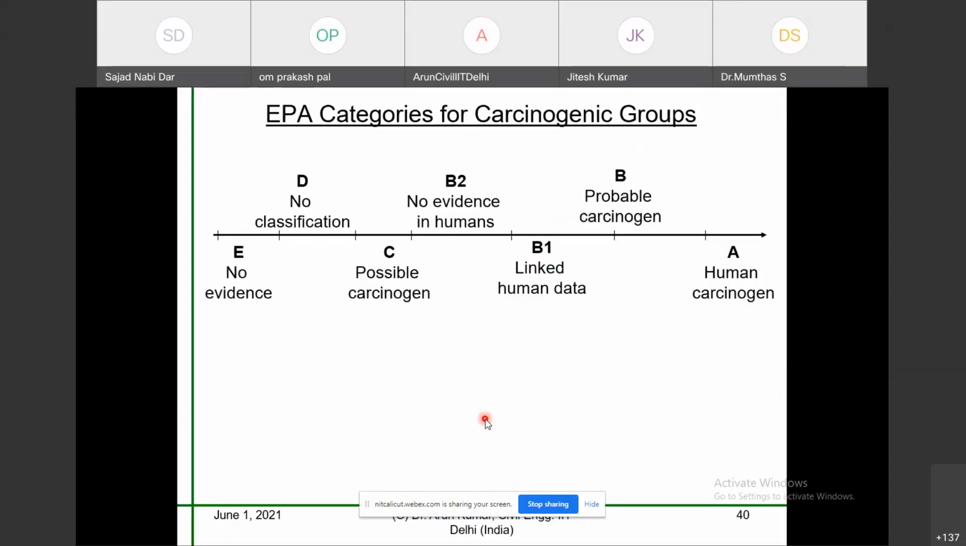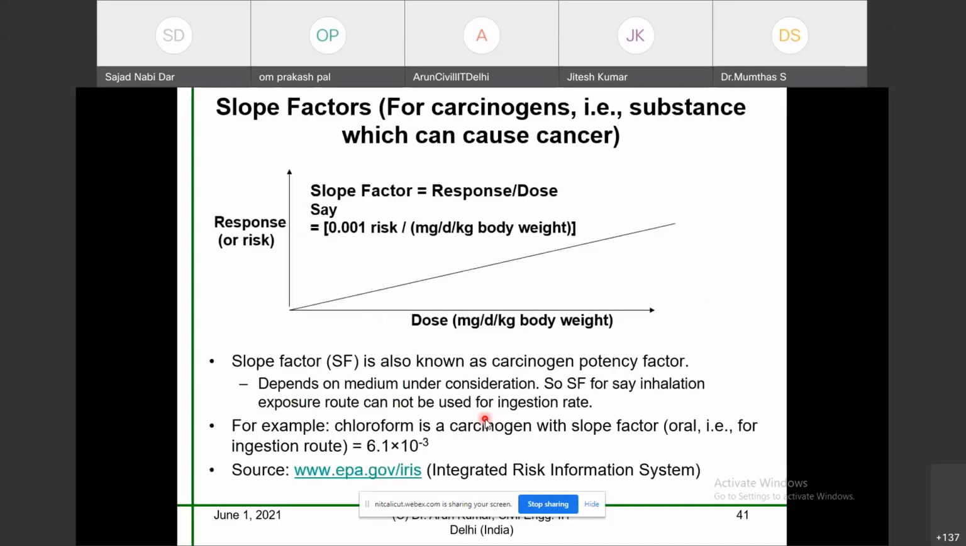So in the dose response, as I was telling, we can have carcinogenic and non-carcinogenic compounds. First of all, this US EPA website, the Integrated Risk Information System, IRIS, is a very good website, because if you go to this website, you can search any compound, and if they have compiled it, it will tell you what type of toxic effect it has, whether it is a carcinogenic effect or a non-carcinogenic effect. And then you can get the reference value.